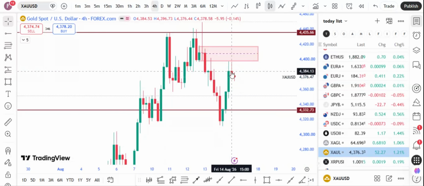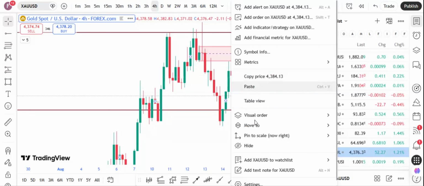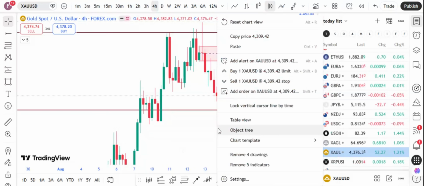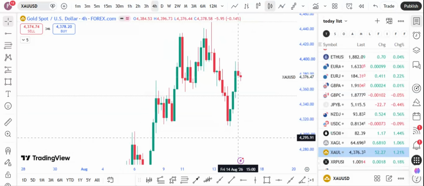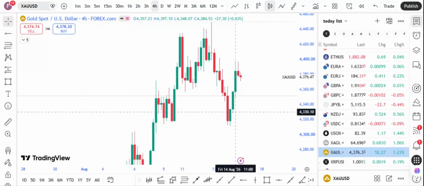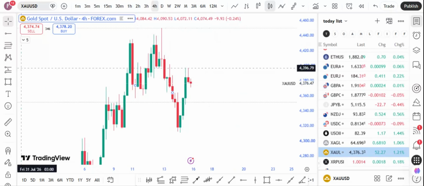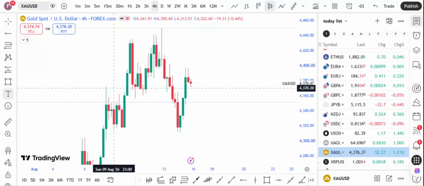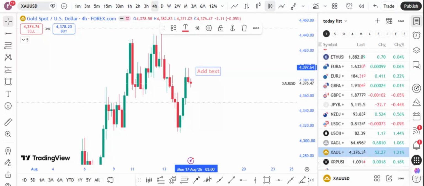Now, when not to take the signal, like I said, there are times it will not work. There are times the directional bias will not play along. Now, why would you not take the signal? The first thing is, once you've identified your levels, you wait.